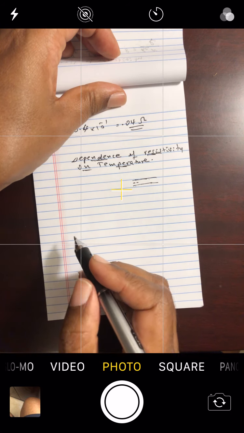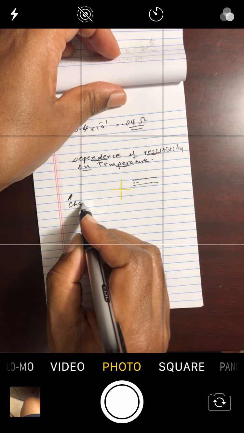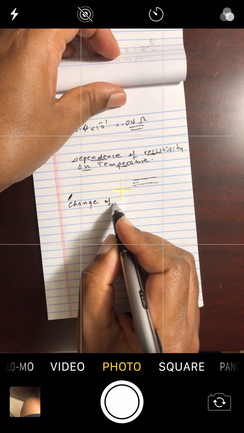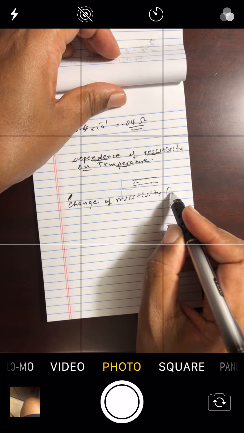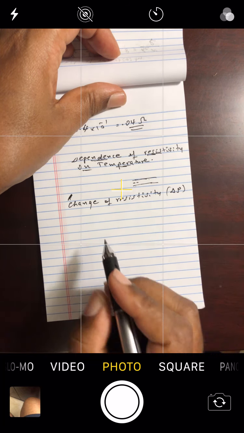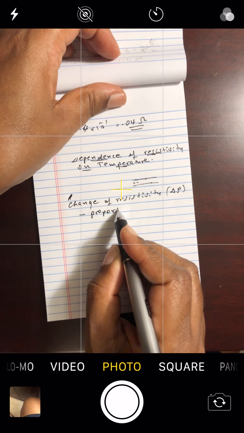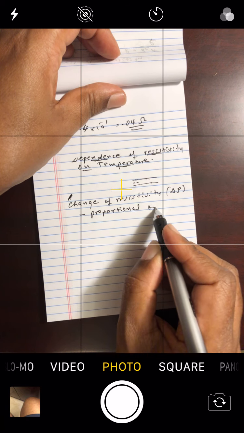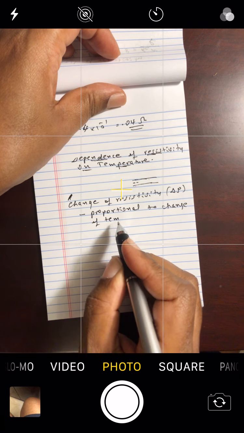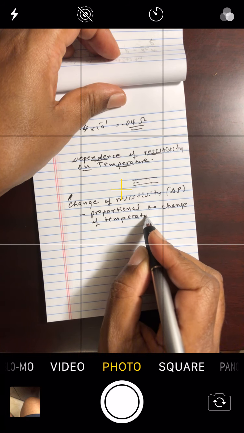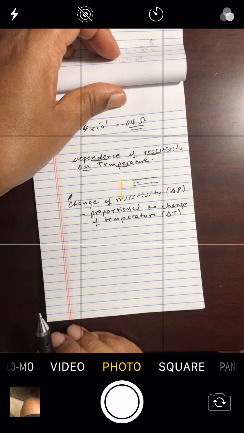So we have the following relationship for change of resistivity. The change of resistivity, so that's going to be delta rho, is proportional to the change of temperature. We're going to use delta T for this one: T for temperature, delta T for change in temperature.